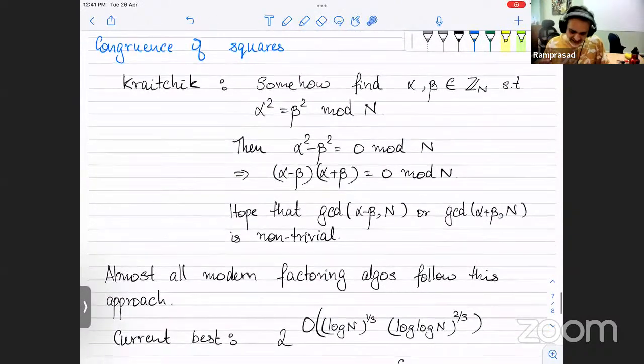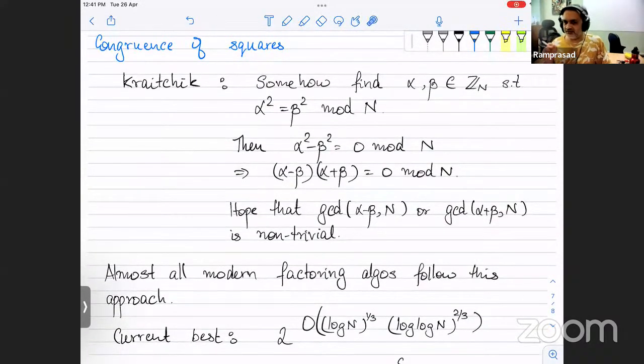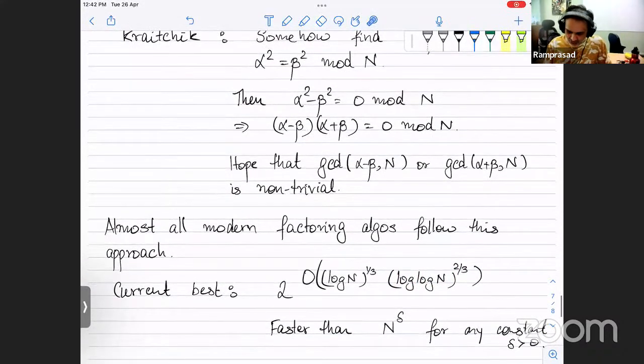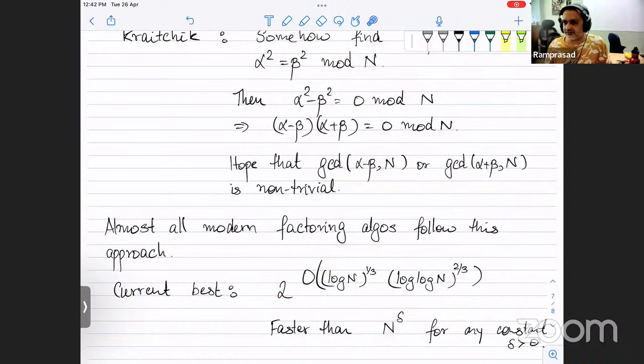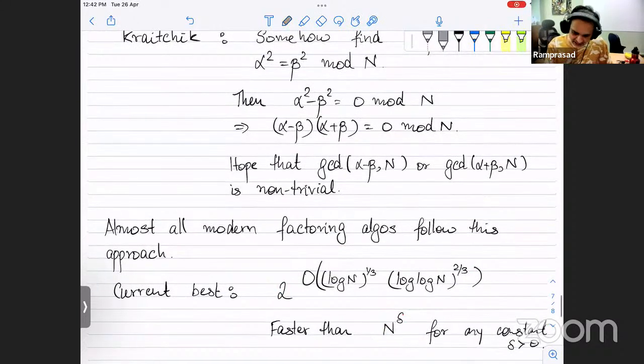Let me just say that the current best factorization algorithm we know, and by best, what I mean is this is a heuristic. We'll make a lot of wishful hand waving in the middle, assuming that these hand wavings make sense. Then the running time of the algorithm is some expression of this sort. I'll ignore this thing because this is a lower order term. But the point I want to make is that this is smaller than n to the delta for any constant delta greater than 0. Because n to the delta is equal to, what is this equal to? This is like 2 to the delta log n.